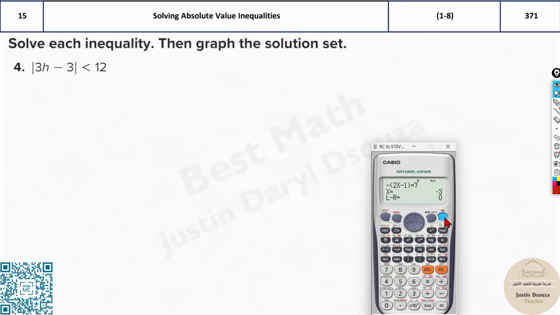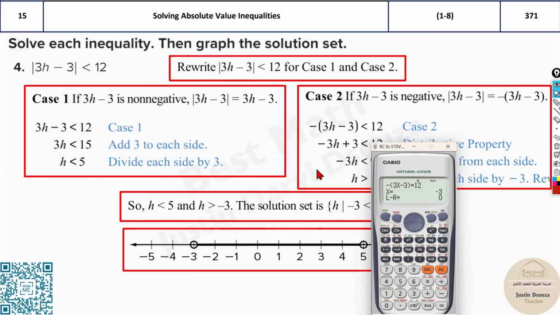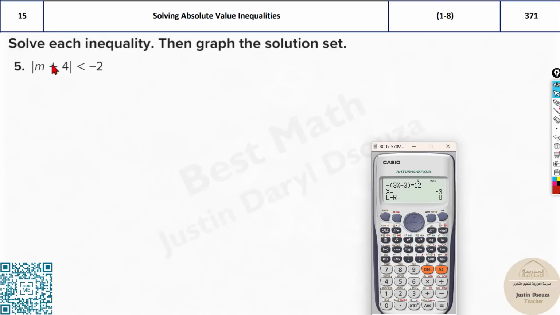Now what about this one? It's the same thing. First one 3, but instead of h we put x minus 3 equals 12. Shift and solve, the answer is 5, and the next answer would be in minus. Open the brackets, close it over here, open and close the bracket. The answer would be minus 3, but remember to flip the inequality sign. So you can see the answer over here will be flipped by the inequality sign. And it's minus 3 here, greater than.